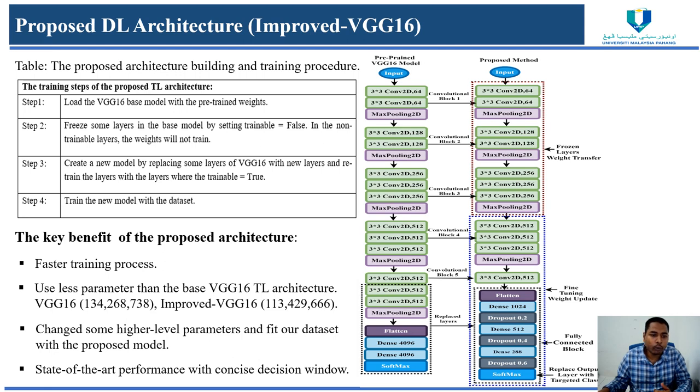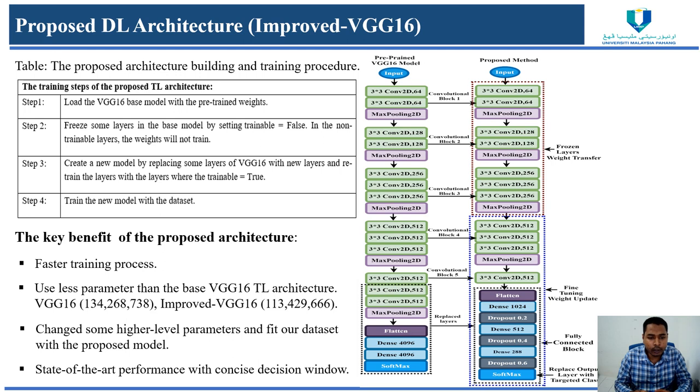In the third step, we create the model by replacing some layers of the VGG16 model with new layers and retrain these layers. The blue dotted area shows the working of step 3. In this area, the weights will update with the time frequency image. In this area, we also change some layers of the base VGG16 model. Here I use multiple dense and dropout layers. The reason behind adding the dropout layer is to prevent the overfitting problem.